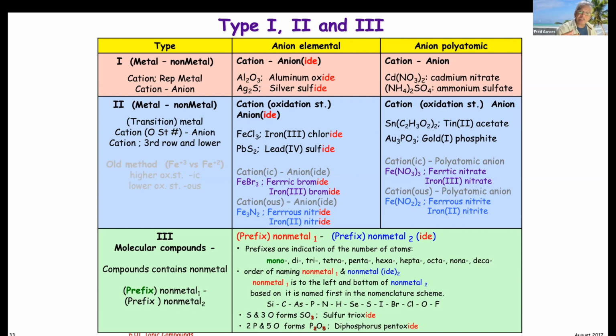And then there's 5 oxygen. So the prefix for 5 is penta, but you don't say pentaoxygen, you say pentaoxide. The second element always has to end in an IDE if it's an elemental ion. Diphosphorus pentaoxide in this particular case, okay? Look at sulfur trioxide. Sulfur trioxide, 1 sulfur, 3 oxygens. So type 3 are pretty easy to name because all you do is name the elements. They're non-metals, and you give it a prefix to indicate how many.